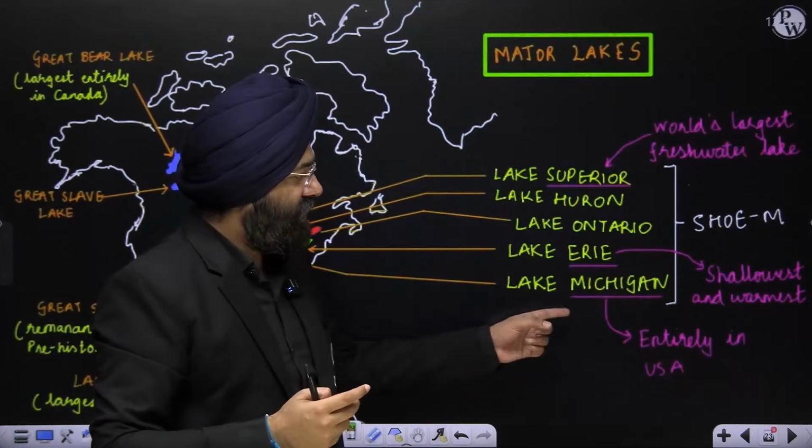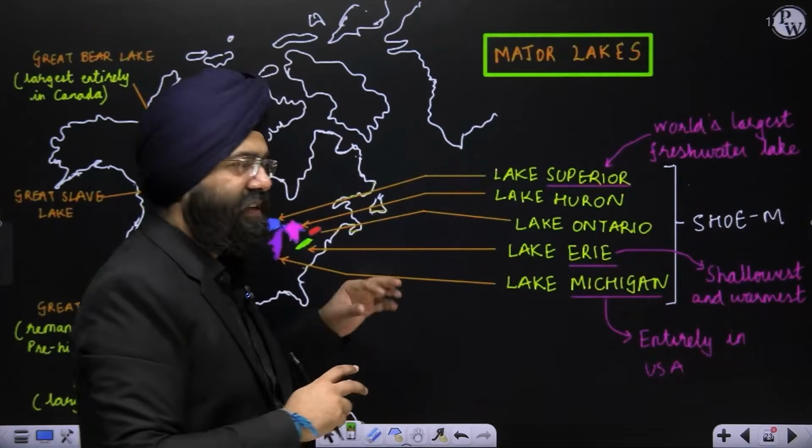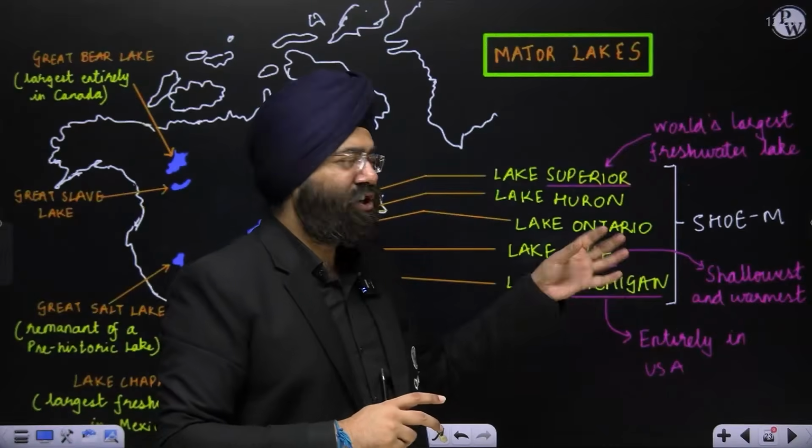Now, Michigan is entirely in the United States. It is not in Canada. Others basically share, let us say, have parts in Canada. Lake Erie is the shallowest and the warmest.